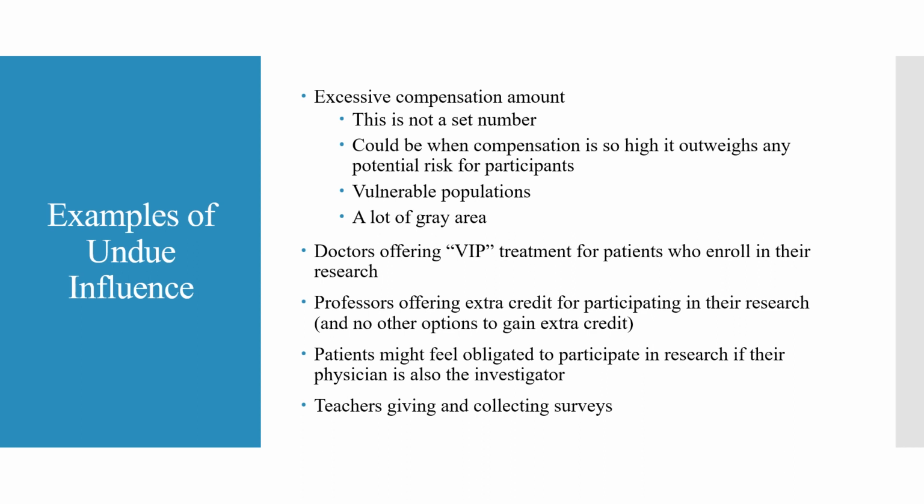Now, another example of undue influence would be doctors offering VIP treatment for patients who enroll in their research. So let's say I do decide to enroll in my doctor's research because my doctor promised me my own private room at the hospital. That's VIP treatment. That's special treatment from the doctor that I otherwise wouldn't get unless I was enrolling in their research. Again, undue influence there. Another example would be kind of the opposite of the one we saw in coercion. Instead of failing your students, you're offering them extra credit to participate in the research. But that's the only way they can get extra credit. There's no other ways to get extra credit. They have to get it by joining your research. That is undue influence.